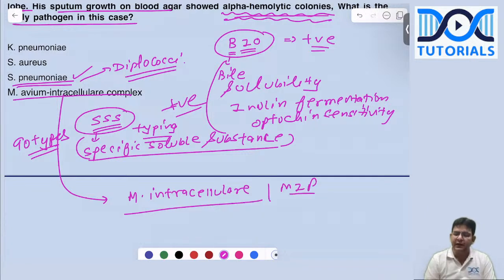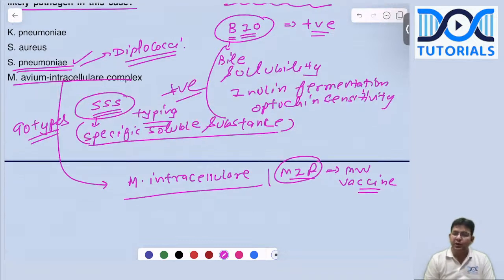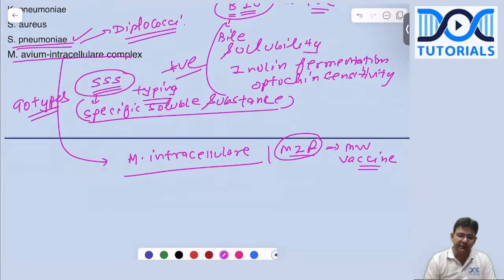Okay. Which other one is there in this? MIP, Mycobacterium indicus pranii. And this Mycobacterium indicus pranii is used to make which vaccine? MW vaccine, which is a leprosy vaccine. And it is a non-chromogen. It is a non-chromogen. Is it fine? Jumping joker, dye staining. Yes, you're right.